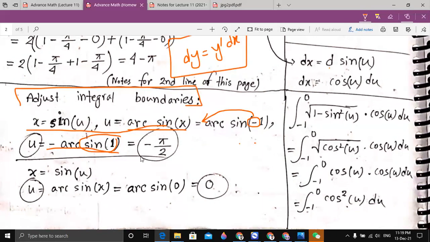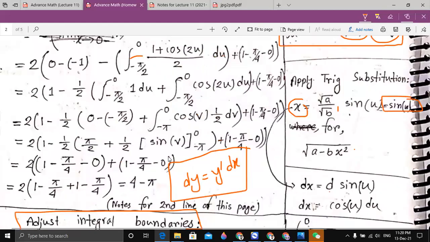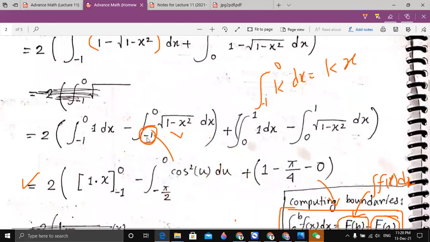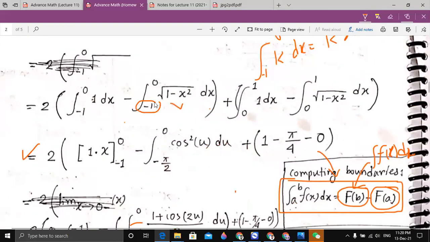So arc sine 1, that is sine 90 degrees equal to 1, right? So 90 degrees means pi by 2. Guys, do you remember the high school maths? So ultimately this minus and this pi by 2 will make minus pi by 2. So for minus 1, we will write minus pi by 2, because we have used the u substitution rule here.